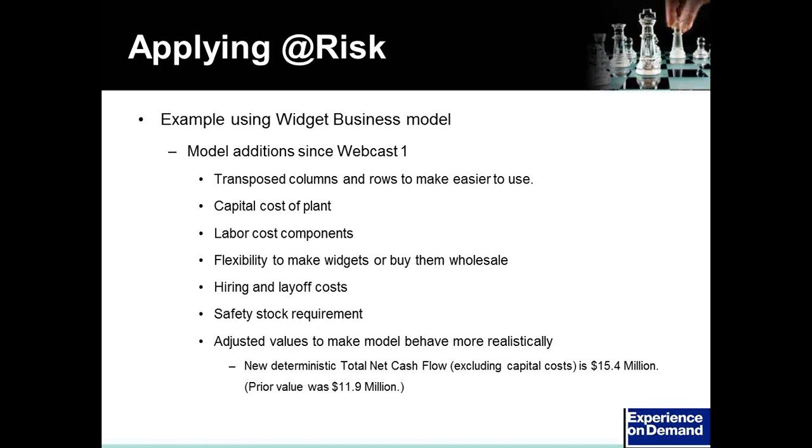And what we have now is the new deterministic total net cash flow from the business. This is excluding the capital cost. It's $15.4 million, and what we had before was $11.9 million. So again, we've just made some adjustments to the model, and we now have a new deterministic value that we're going to be starting from. So what I'm going to do is open up the Excel model, and then we'll go through the mechanics of adding in some distributions.